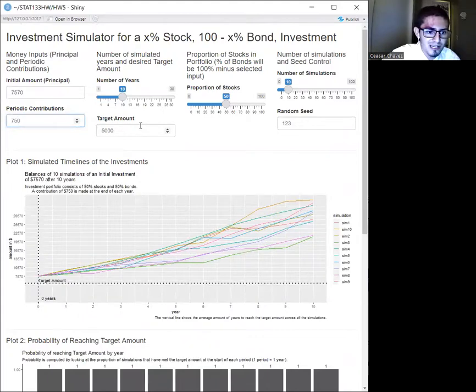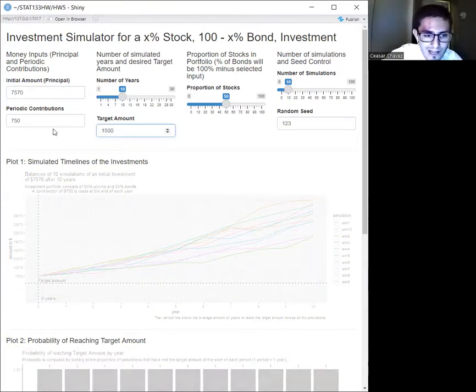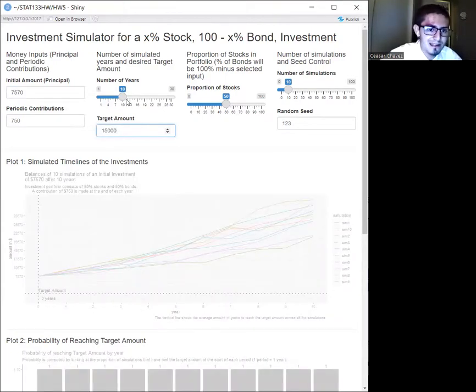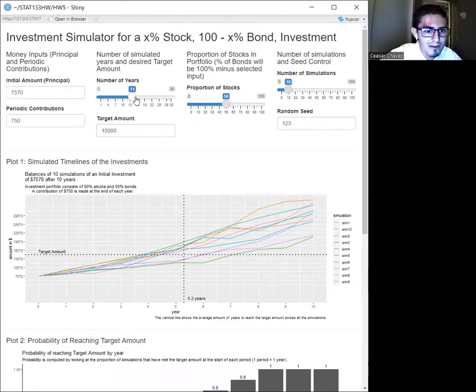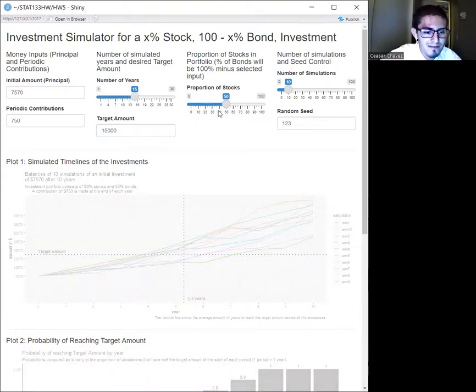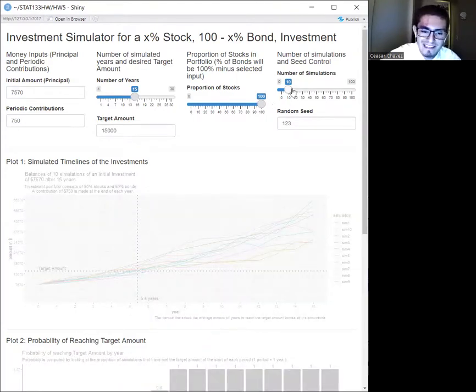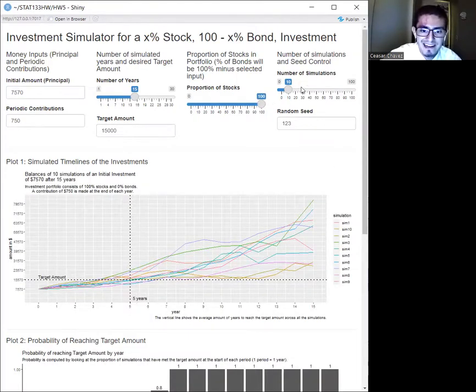We'll change the target amount to, let's look at this value. Why don't we try 1,500? Oh, 15,000, I should have said. All of them are above 1,500. 15,000. How about we do this for 15 years? And I really like to just put this all the way to 100 just to see how crazy it gets. And it did get crazy.